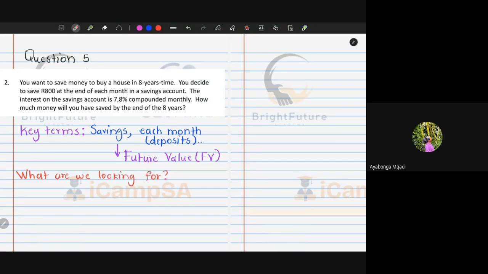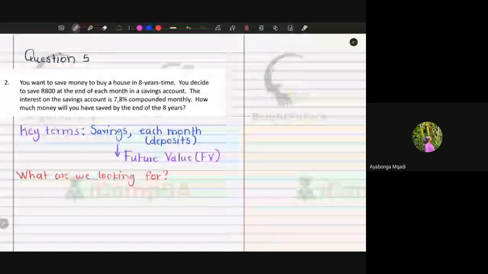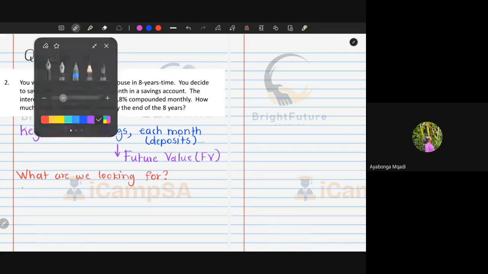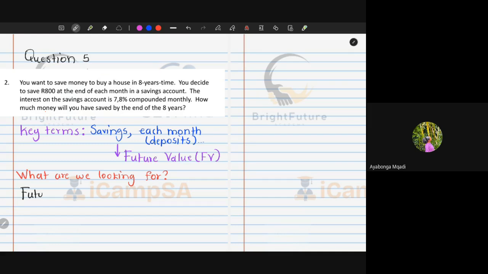We are looking for the future value. So they ask, how much money will you have saved by the end of 8 years? It looks like they want us to find the money that will be in the bank in the future. So what are we looking for? Very easy. We are looking for the future value, FV. But how do we find the future value?